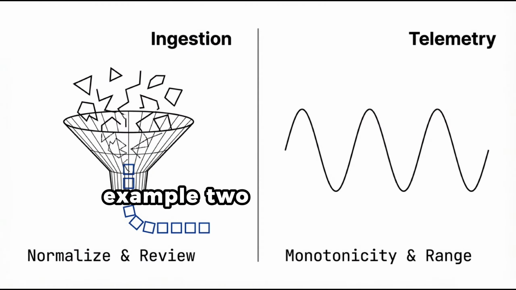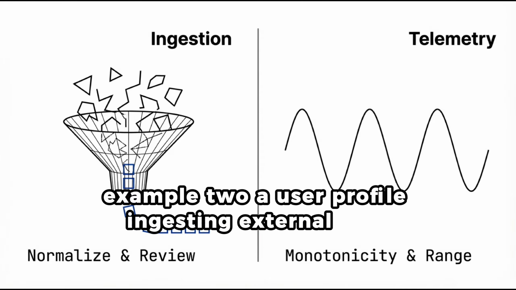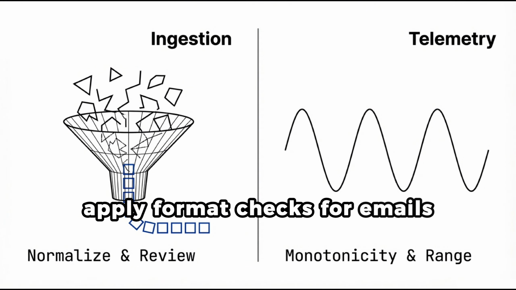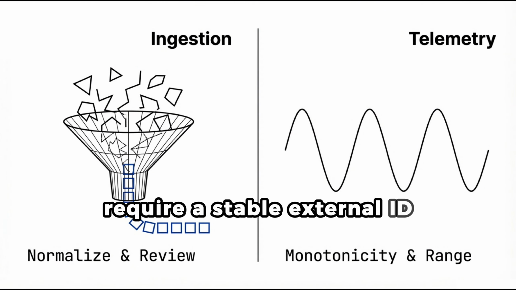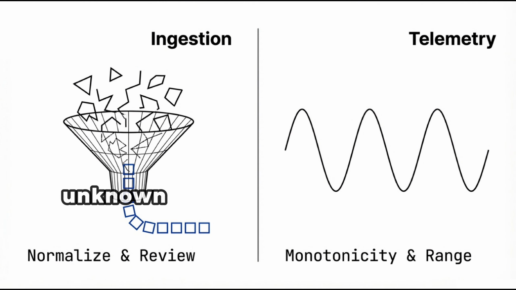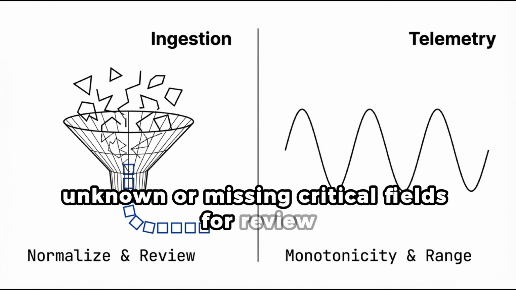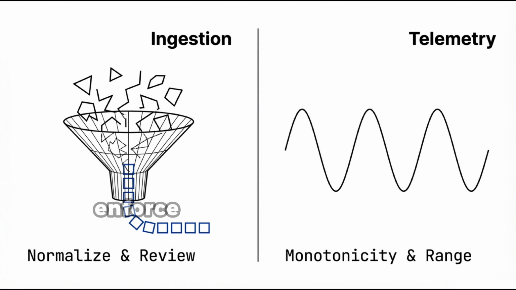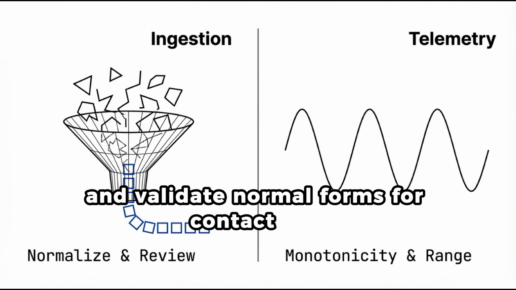Example 2. A user profile ingesting external data. At the ingestion layer, apply format checks for emails, require a stable external ID, and mark records with unknown or missing critical fields for review rather than immediate rejection. In the database, enforce a unique constraint on email or canonical identifiers and validate normal forms for contact info.